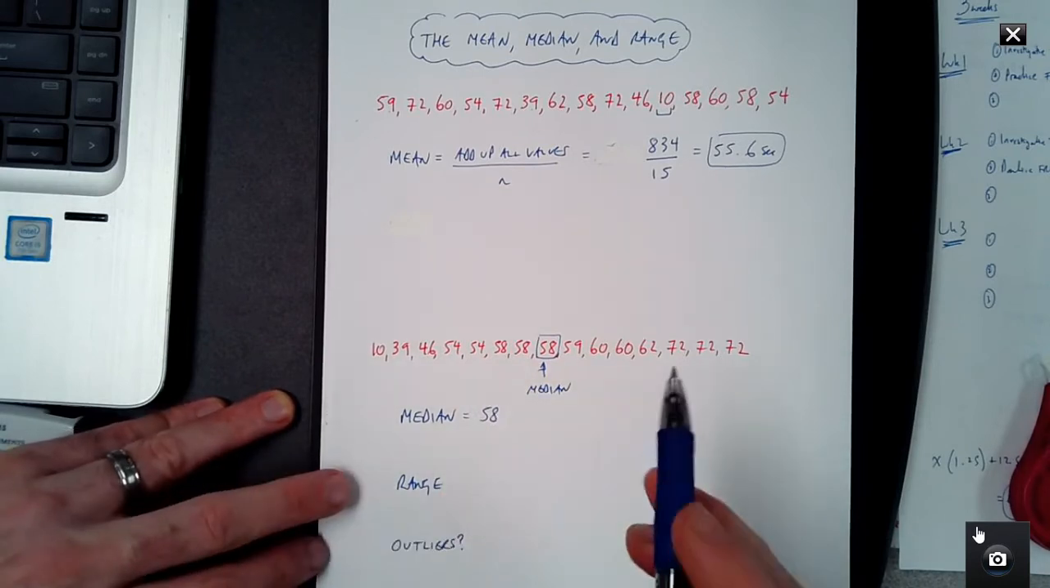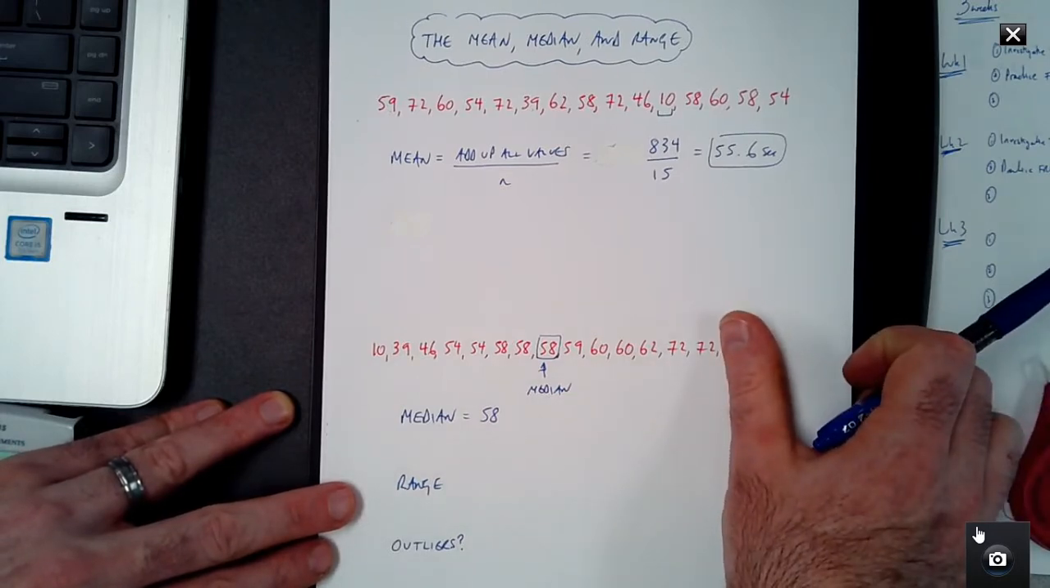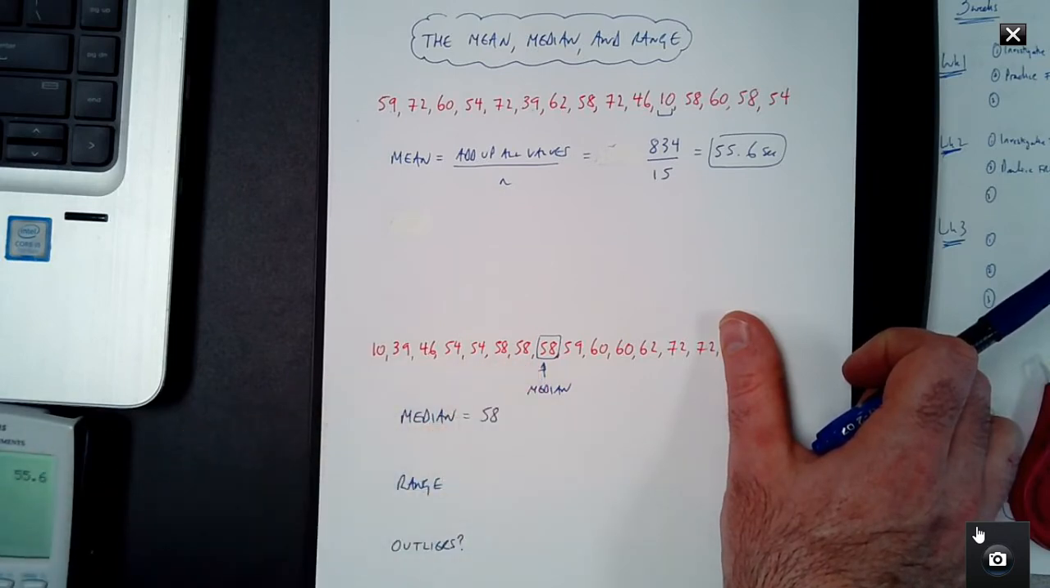Now, if I had an even number of values, like let's say I got rid of that 72 right there, then what I would do is I would find the two middle values, I would add them together, and then I would divide them by 2.